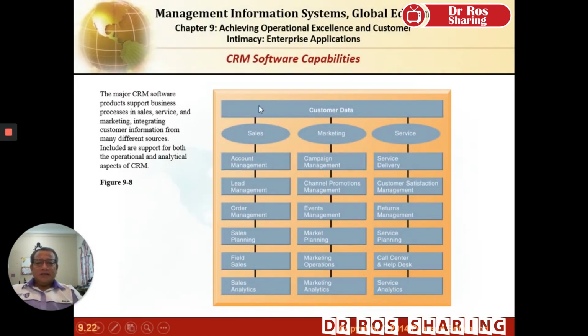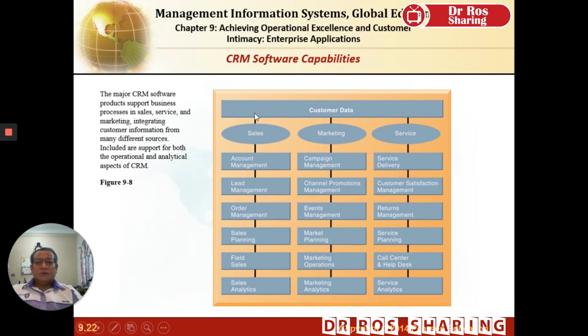So basically, in the CRM, the customer data will be centralized from these three departments. Service department, for example, like Toyota service, delivery, if there are some exchange or return, service plan, and so on. And customer data is also kept through the marketing department. For example, promotion, events for customers to join, and also market operation, and some include their analytics.